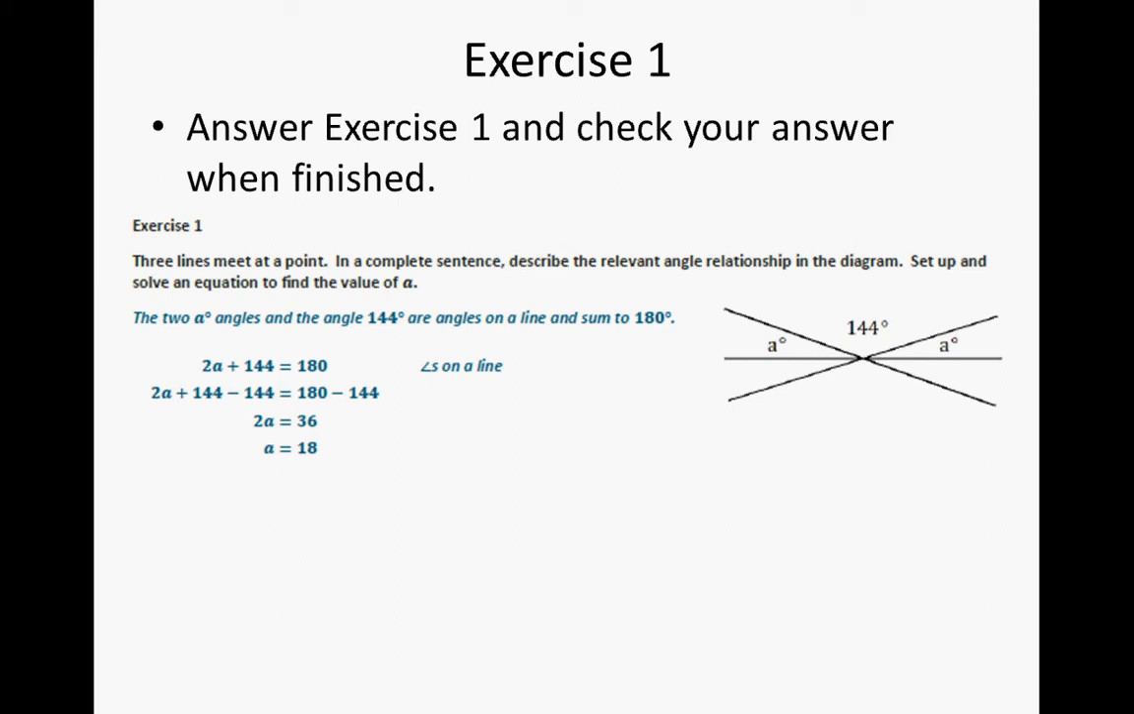So now to solve for A, we would subtract 144 from both sides of the equation. That leaves us with 2A equals 36. And then what number times 2 is 36? We would either multiply by 1/2 or divide both sides by 2, and we would get A is 18.